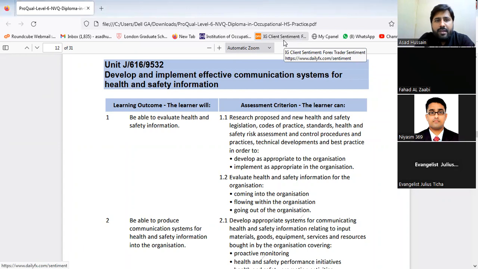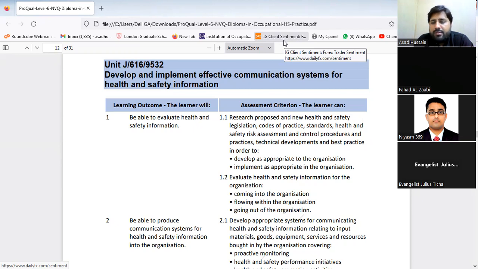Today we are going to discuss the third unit of NVQ level 6 Diploma in Occupational Health and Safety Practice. The third unit is develop and implement effective communication systems for health and safety information. In this unit, we have 5 learning outcomes and 16 assessment criteria.